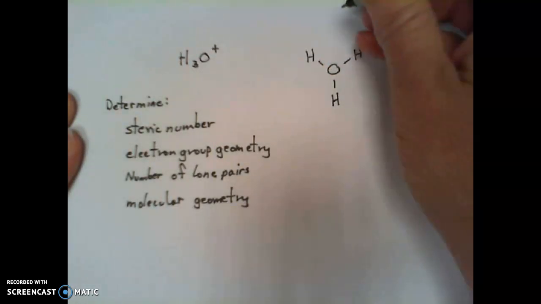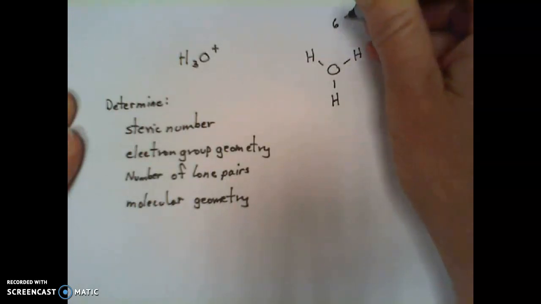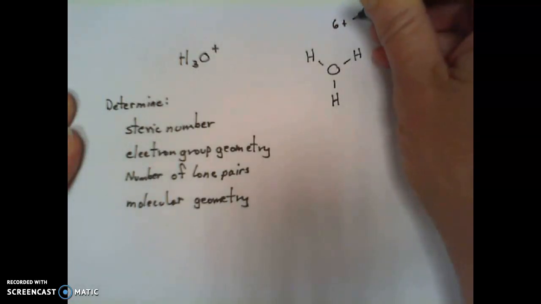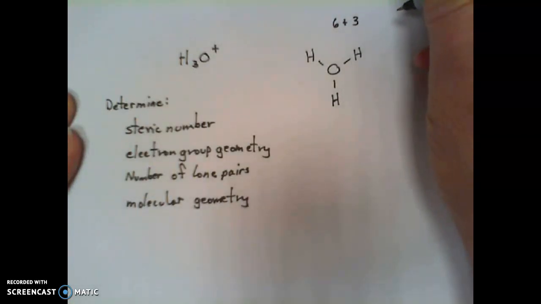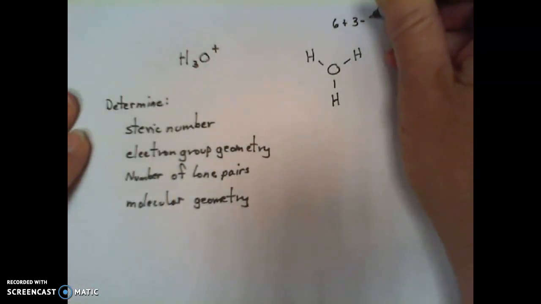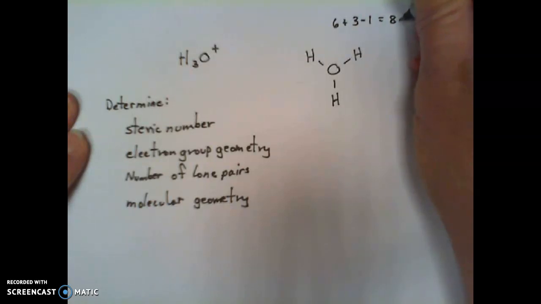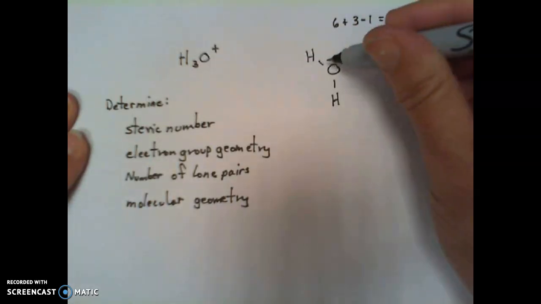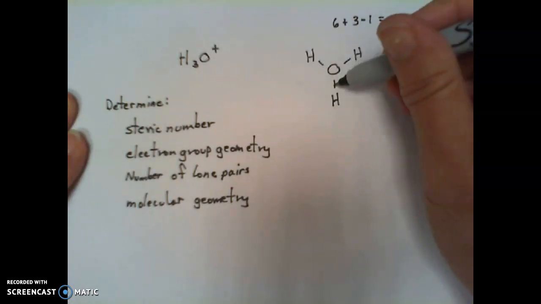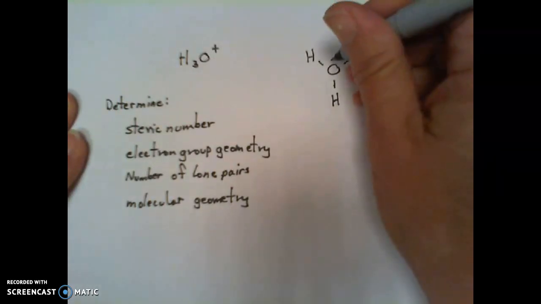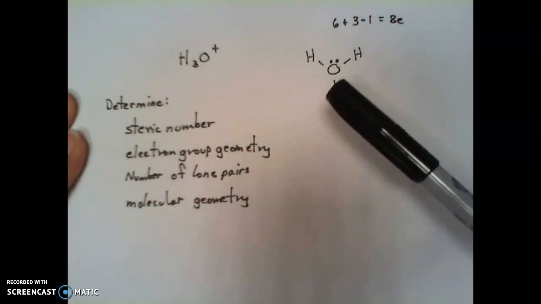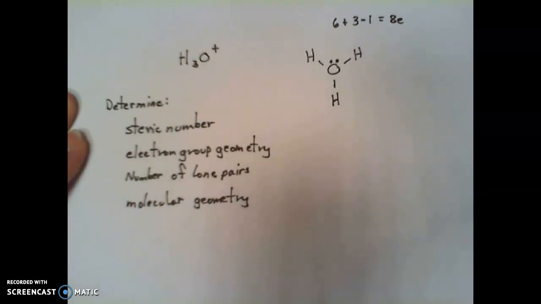And we know we've got 6 electrons from the oxygen, and we have 1 electron from each of the 3 hydrogens, and we have a positive charge, so we're going to take 1 electron away. We should have 8 electrons. So we have written 3 bonds, 2, 4, 6 electrons. We have a lone pair here. That's why we needed to do the Lewis structure, to determine whether there was a lone pair.